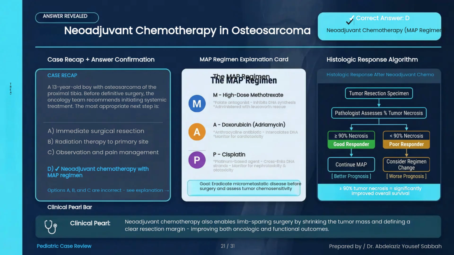The goal is to eradicate micrometastatic disease before surgery and assess tumor chemosensitivity. After resection, the pathologist assesses the percentage of tumor necrosis. 90% or greater necrosis indicates a good responder with better prognosis, and the MAP regimen is continued. Less than 90% necrosis indicates a poor responder with worse prognosis, and a regimen change is considered. Neoadjuvant chemotherapy also enables limb-sparing surgery by shrinking the tumor mass and defining a clear resection margin.